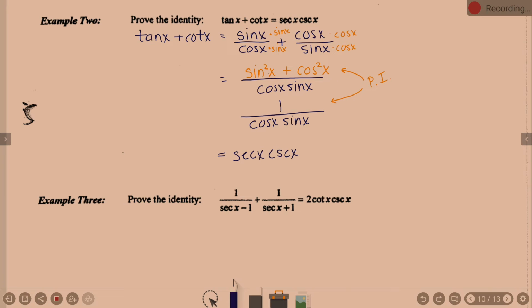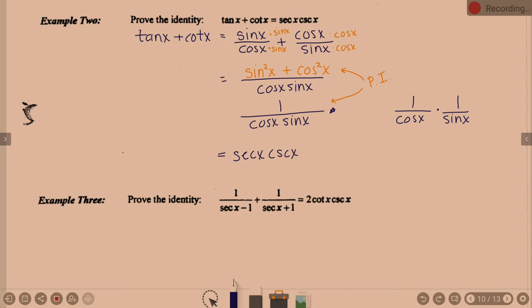If you're struggling with a visual, then you could take this step right here and break it up and think of it as 1 over cosine x times 1 over sine x. If you're struggling to see it, does that visual maybe help?